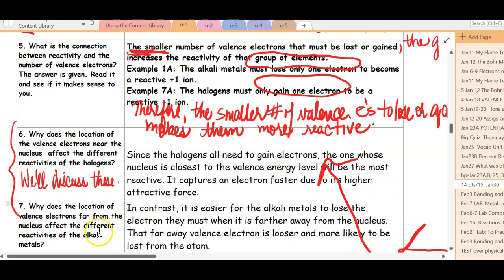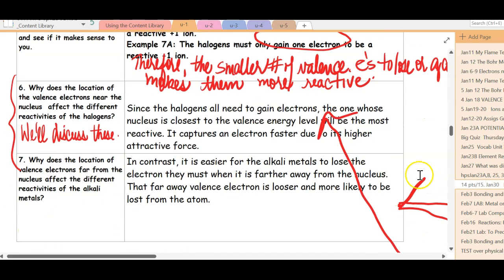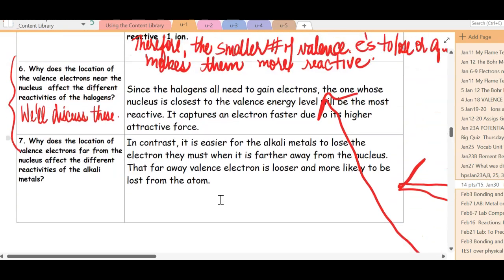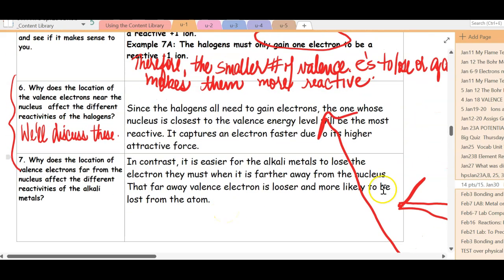Well, why does the location of the valence electrons far from the nucleus affect the different reactivities of the alkali metals? Well, they have 1 to lose, and in contrast to the halogens, it's easier for the alkali metals to lose the electron when it's farthest away from the nucleus and there's the least force of attraction. So the faraway valence electron is looser and more likely to be lost from the atom. Looser because there's a lower force of attraction.